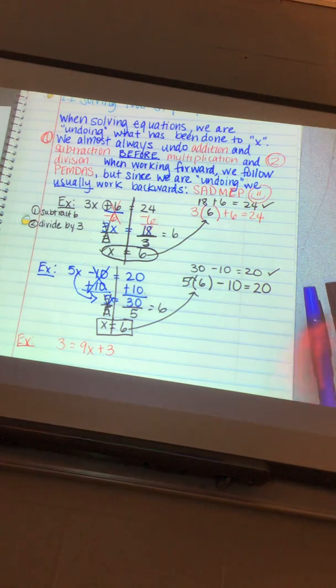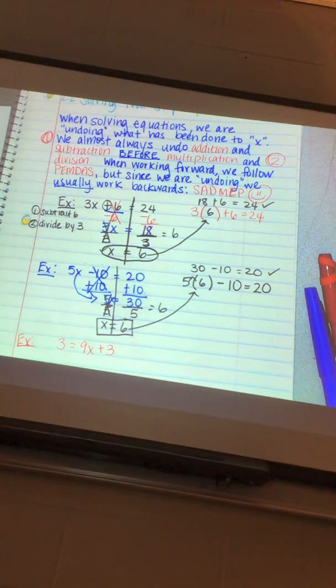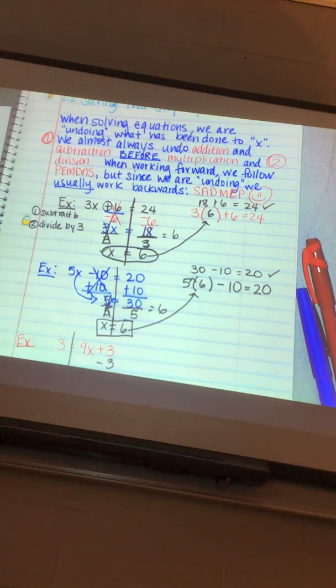So the first thing we need to do is look to see what is added or subtracted to this x. Can you tell me what it is? What's added or subtracted to the x term? 3. Yes, it's a 3. So we need to subtract 3 from both sides of the equal sign.